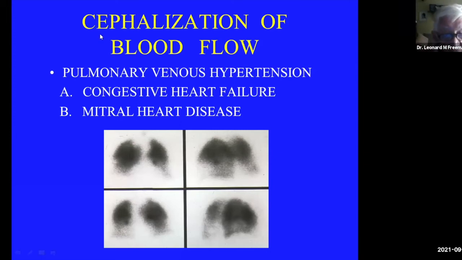So basically, what you're looking at is better activity in the upper lobes than in the lower lobes. So this, keep in mind, is pulmonary venous hypertension. More likely than pulmonary emboli, this is congestive heart failure or mitral heart disease.